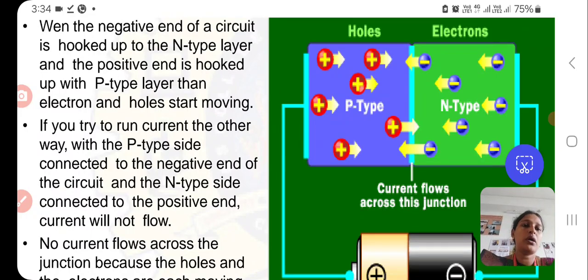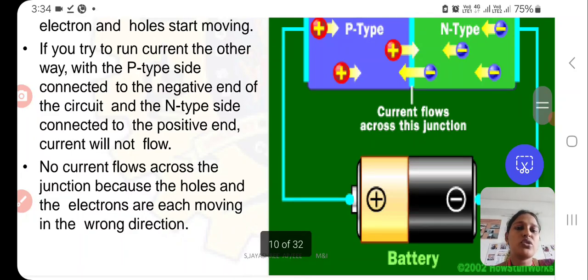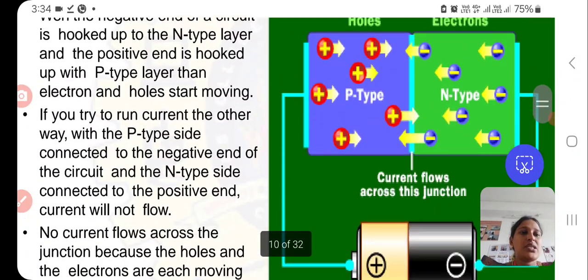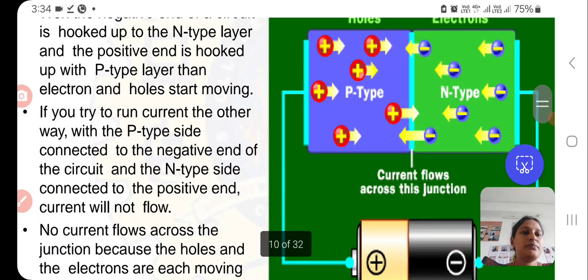That we know, just as in the PN junction diode. No current flows across the junction because the holes and electrons are moving in the wrong directions, as you see in the circuit diagram in the picture given here. So we see that the positive terminal of the battery is connected to the P-type material, and the negative terminal of the battery is connected to the N-type material.